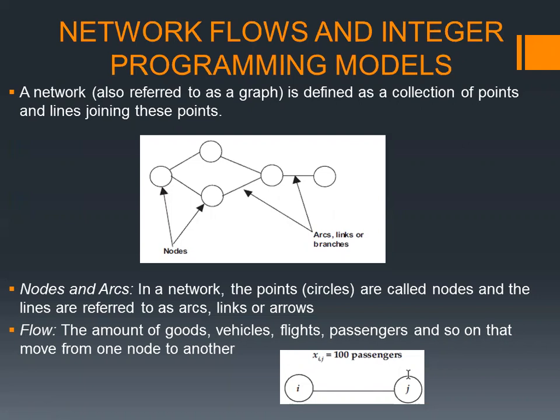Today, we will be getting acquainted with some of the basic terms of network flow models used in flight scheduling and operation. A network is defined as a collection of points and lines joining these points. The nodes and arcs in a network are represented by points or circles called nodes, and the lines referred to as arcs, links, or arrows.